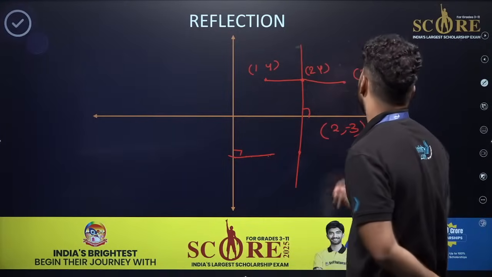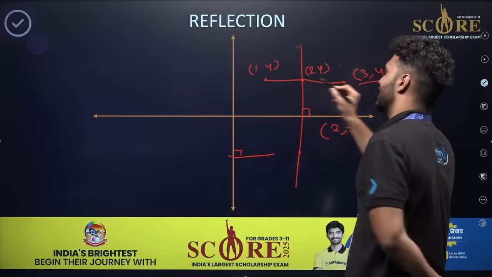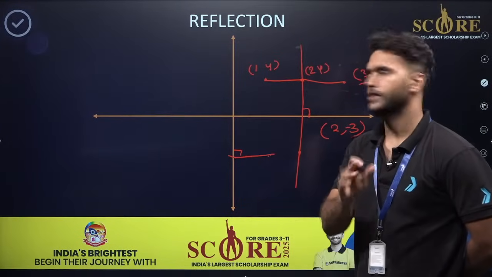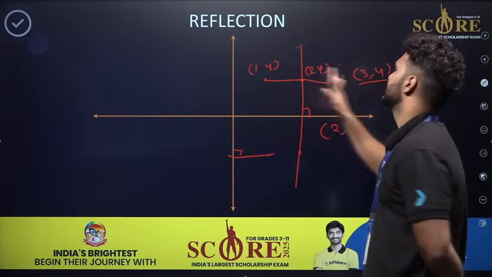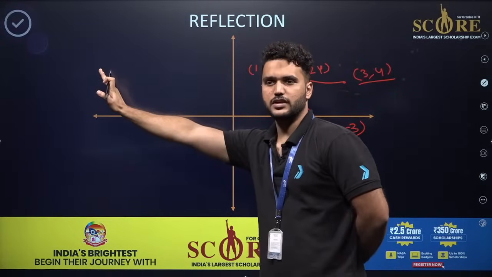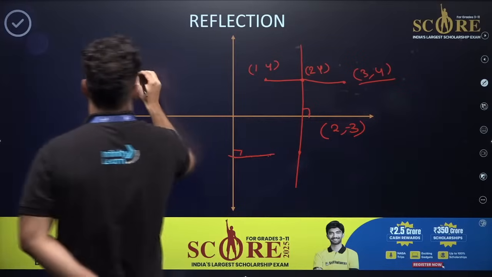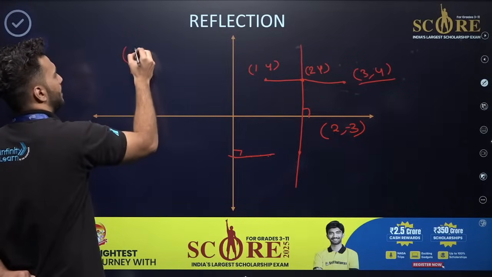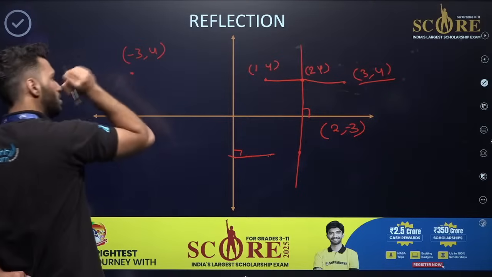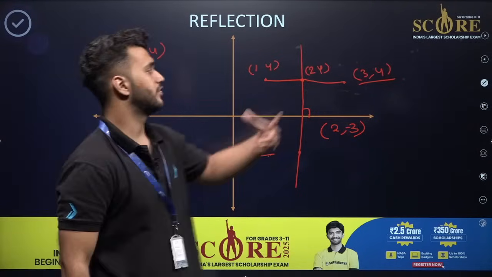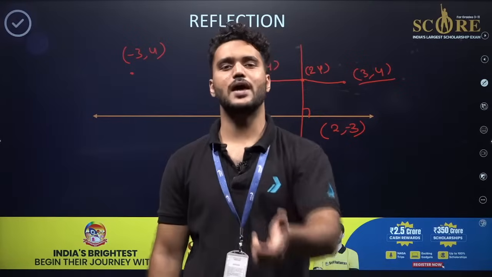Okay. Now, what is the distance of y-axis and this line? Sir, the positive value is only 3. So this distance is 3. Then what you have to do, sir, go a distance of 3 in this direction, and you will land on a point with -3, 4. Okay, this will be the image of this point with respect to y-axis.